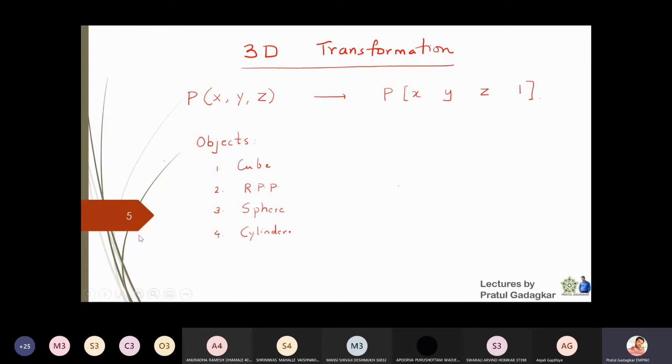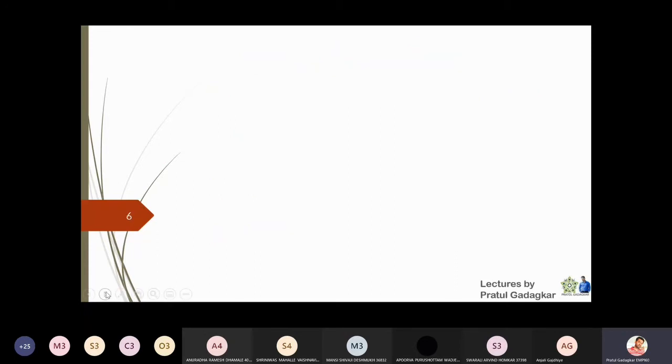For example, if I have a unit cube, a unit cube has 8 vertices, correct? One of the vertices I will choose as 0, 0, 0. Another vertex I will choose as 1, 0, 0, and then 0, 1, 0, and 0, 0, 1. And now you can write the other 4 vertices also. So these will become the other 4 vertices of that cube.